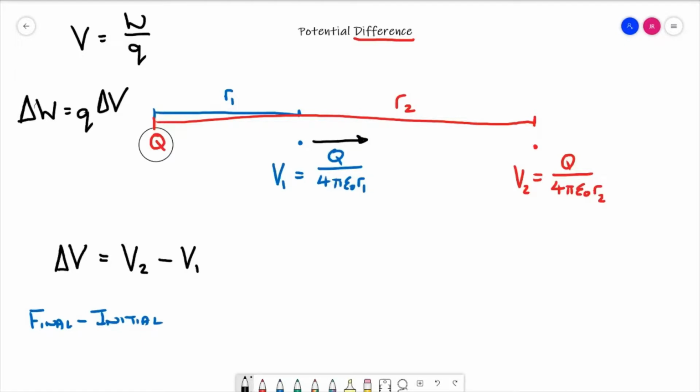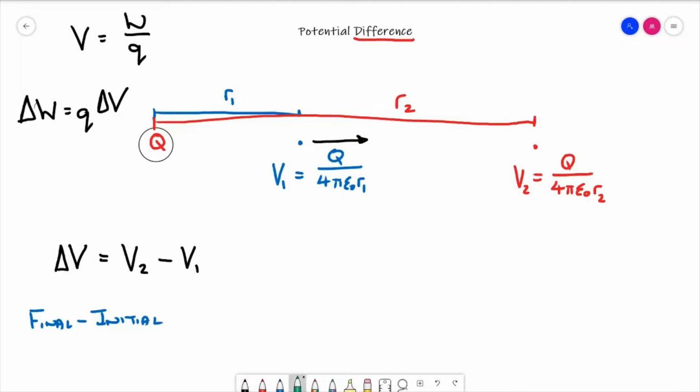Therefore, by using this equation then, we can calculate the work done. If we know what the potential difference is, and we multiply it by the charge of the charge that we're moving, the small positive test charge, or however you wish to term it, we can therefore determine the work done in doing that move.